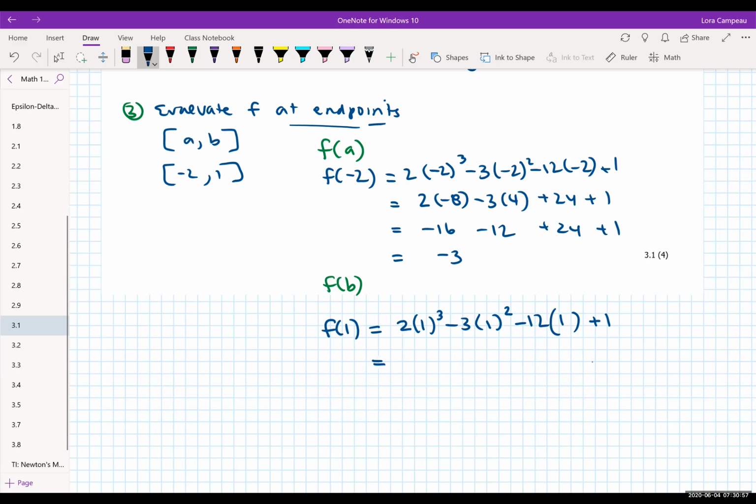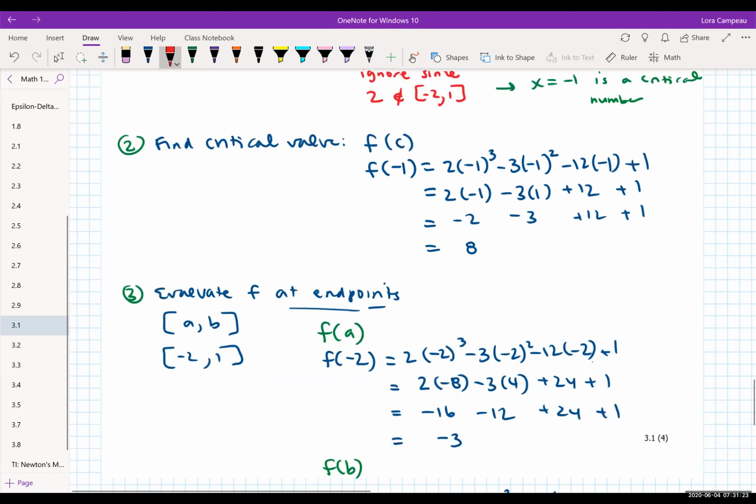Okay, so what do we have? We have 2. Oh, positive ones are very nice to cube and square. 2 minus 3 plus 12 plus 1. Take your time on this, but I have a negative 12. Okay, so there's a little bit of work here.